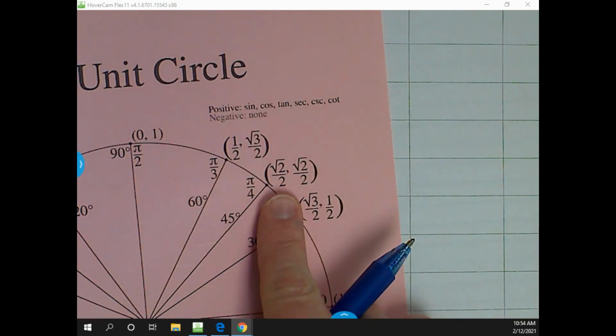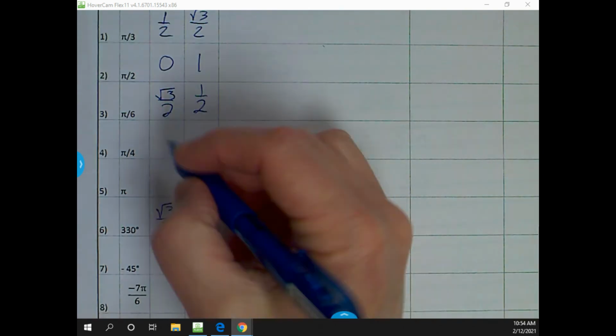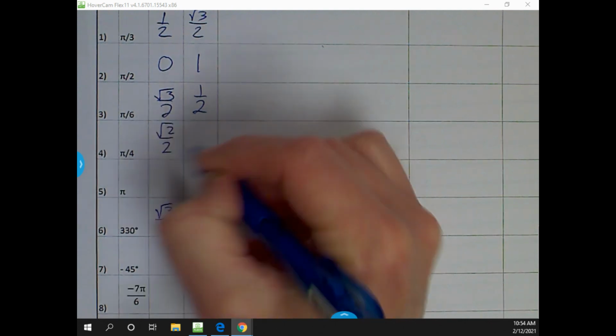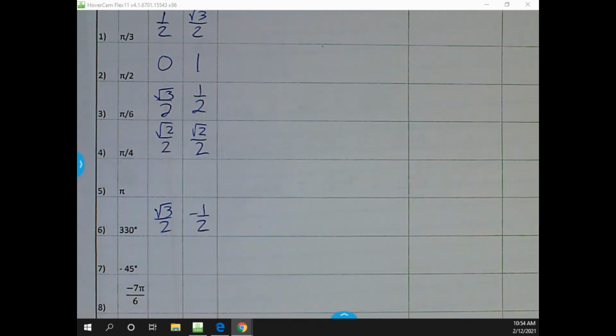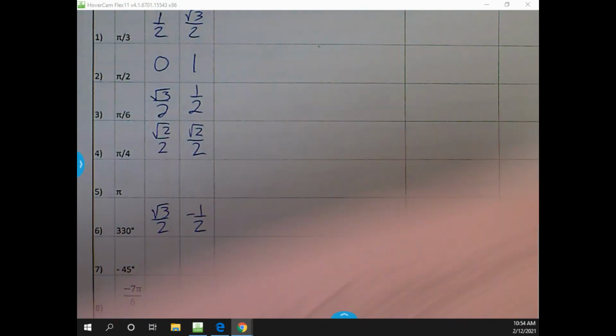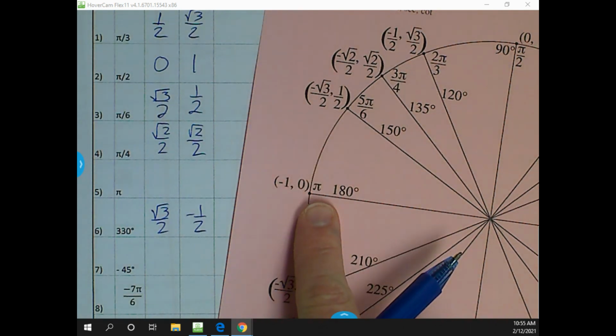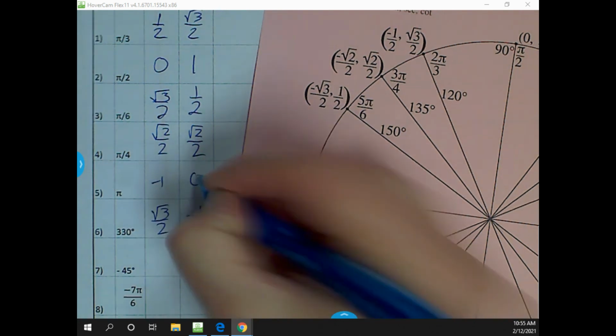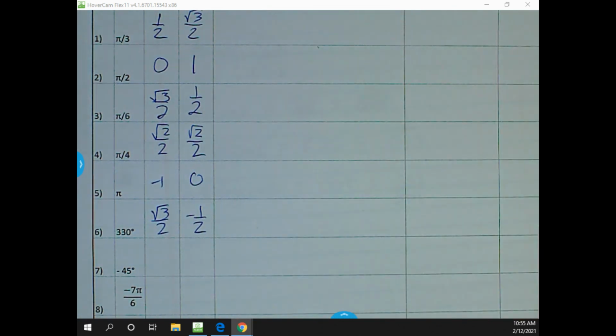All right, so let's see what we got here. For pi over 4, same number for both, right? Square root of 2 over 2, square root of 2 over 2. And for pi, that's at the top, that's at 0, 1. Wait, sorry, that's pi over 2. Pi is over here, that's at negative 1, 0.